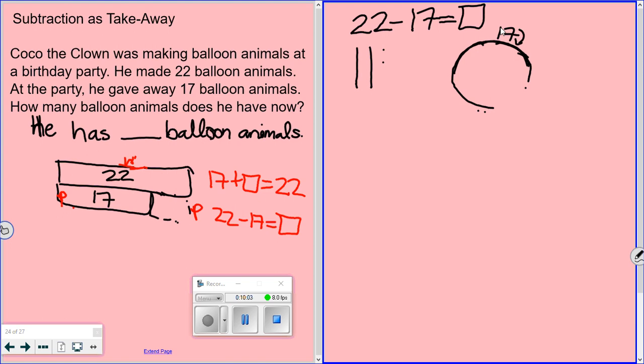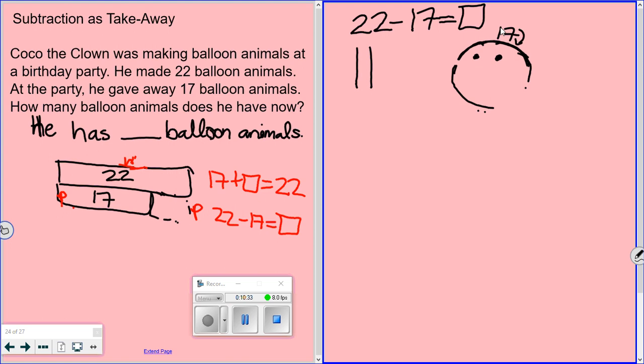In order to make 17, how many ones do I need? 7. I need 7. I'm going to go ahead and take these ones that I have, and I'm going to pull them over into my box. You can draw an arrow if you want to, that's fine. So I put my ones in my 17. Is that enough? No.